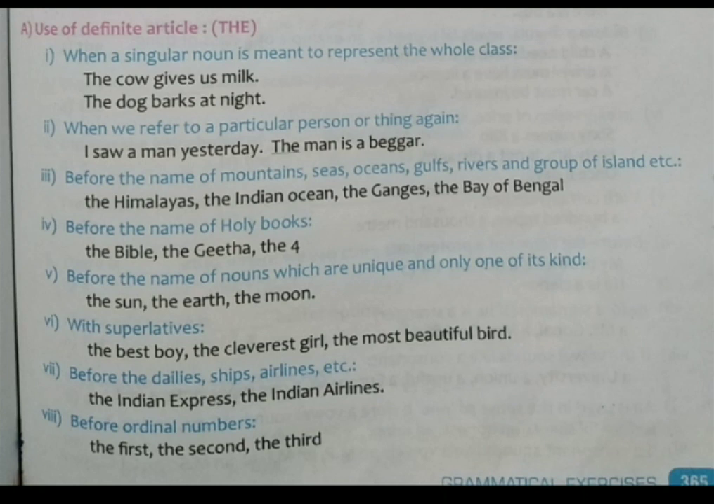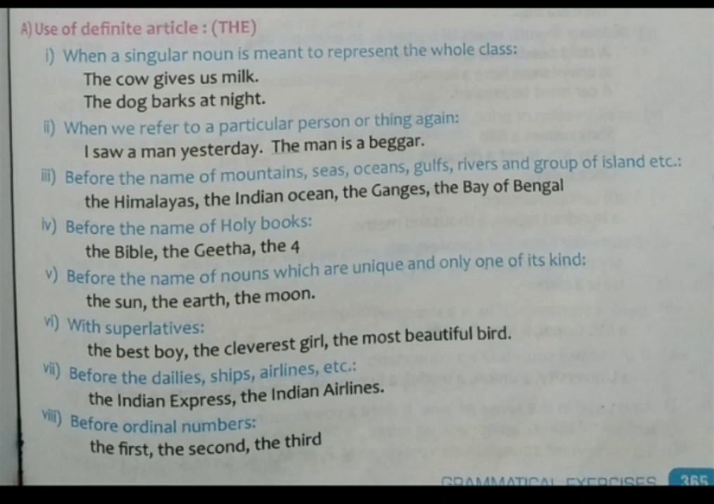Okay, so now see, one more example is given there. The dog barks at night. So here, a dog barks at night means any one dog it is mentioning. But here, the dog barks at night means it is referring to a whole class. Got it? First rule, do you understand, children? When a singular noun is meant to represent a whole class, we can use the definite article the. Shall we move to our second rule?